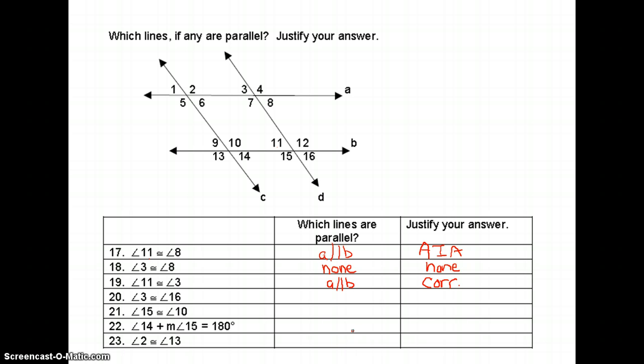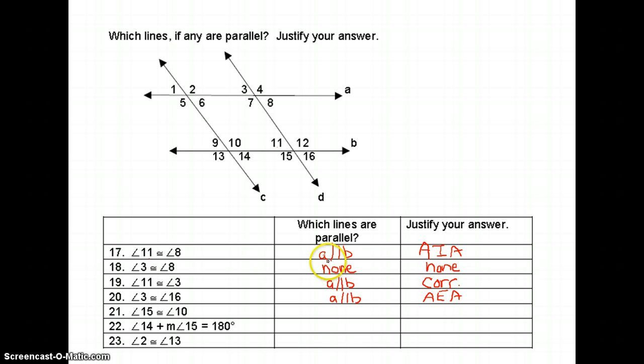Number 20. 3 is congruent to 16. 3 is up here. 16 is down here. Here's the transversal. Those are alternate exterior angles. If they're congruent, then again, these two lines are parallel. So alternate exterior angles is the justification. And again, A parallel to B.